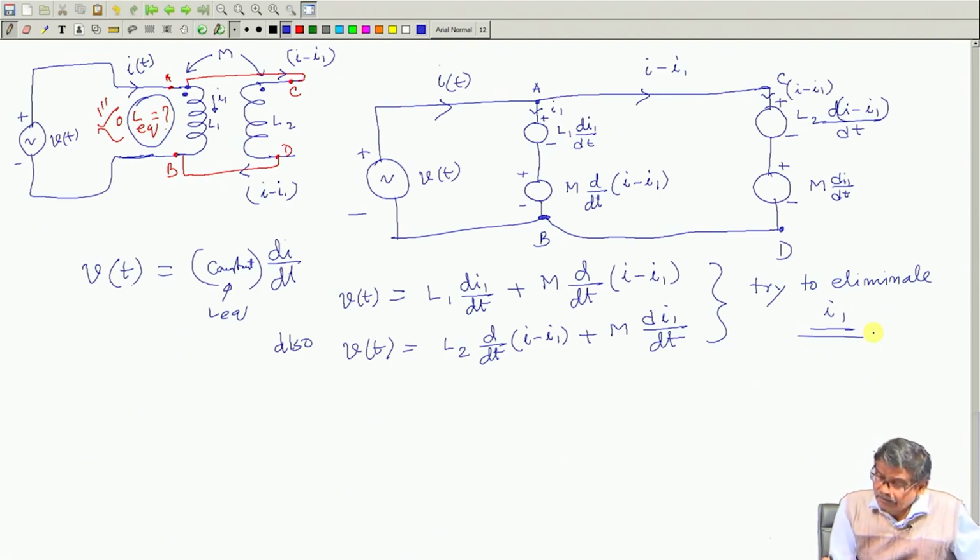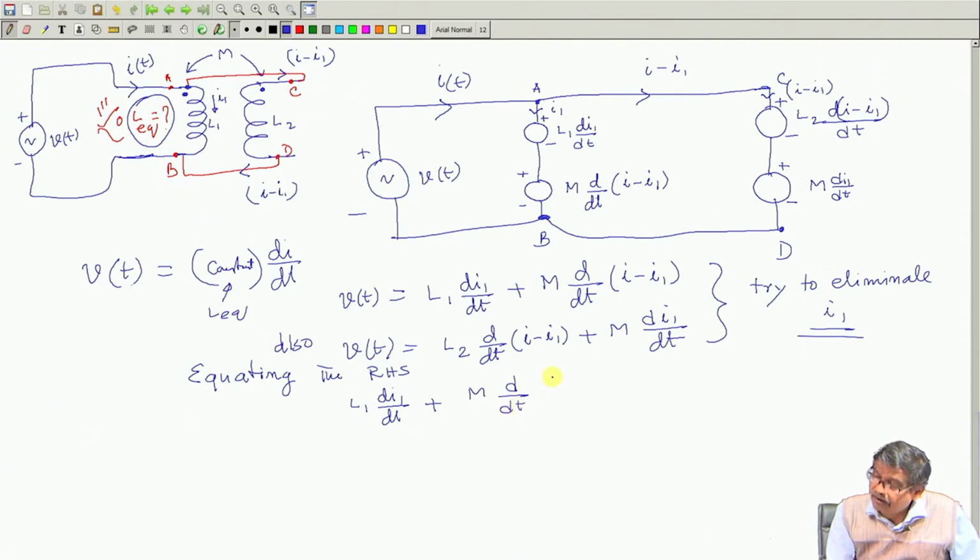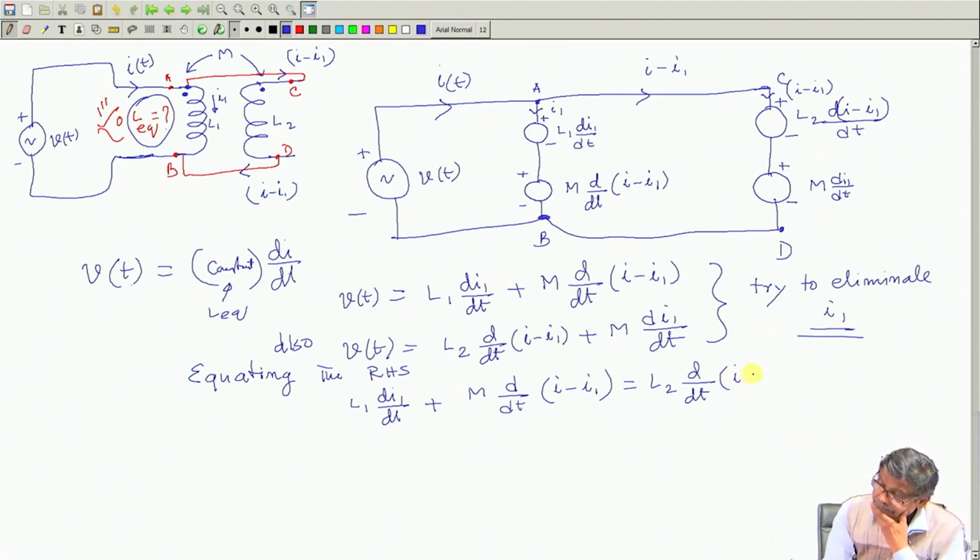Okay. Now, equating the right hand side, because these two are same as V t, I will say L 1 d I 1 dt plus m d dt of (I minus I 1) is the same as L 2 d dt of (I minus I 1) plus m d I 1 dt. Like this, I will get it.